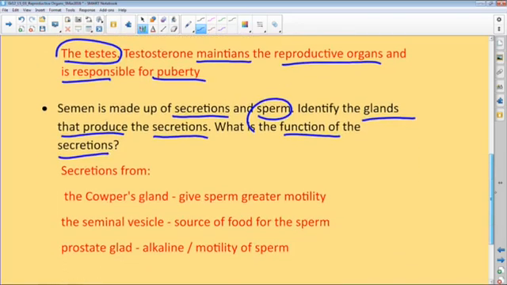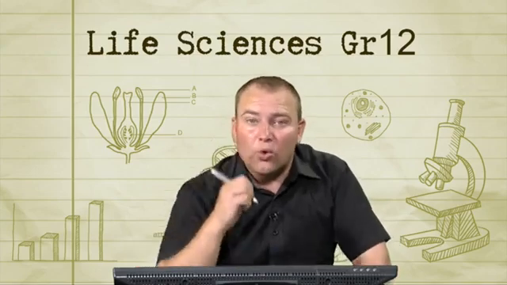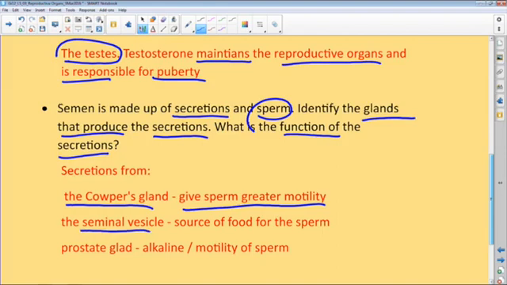The secretion from the corpus gland, remember the corpus gland, gives sperm greater motility. In other words, it gives it energy, right? Next one, and motility, there's a lot of different things. Remember, they're not really sure how all of these glands 100% work, but they all three help with it. Next one, the seminal vesicle, and that gives food to the sperm. Then you've got your last one, your prostate gland, which is alkalinity, motility of sperm.